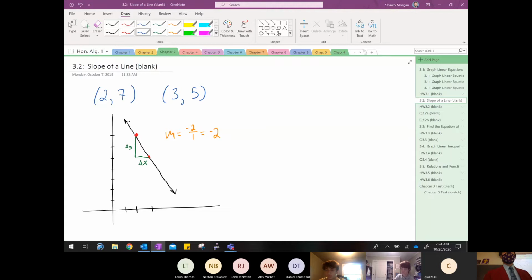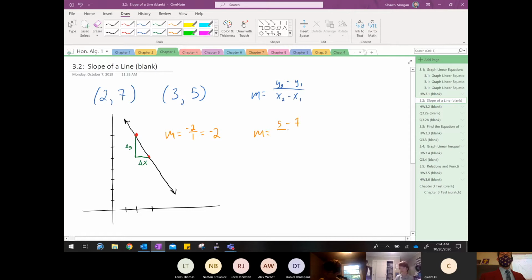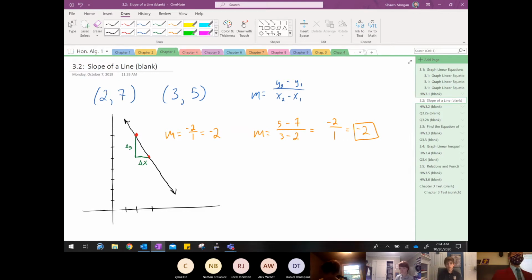So when I say just the formula, remember your formula: m equals y2 minus y1 over x2 minus x1. If I want to calculate my slope here, y2 is 5, y1 is 7, x2 is 3. 5 minus 7 is negative 2, 3 minus 2 is 1. Wham, bam, thank you, ma'am. Compare the two approaches. Which one would you prefer and why? And in the air, Jake.